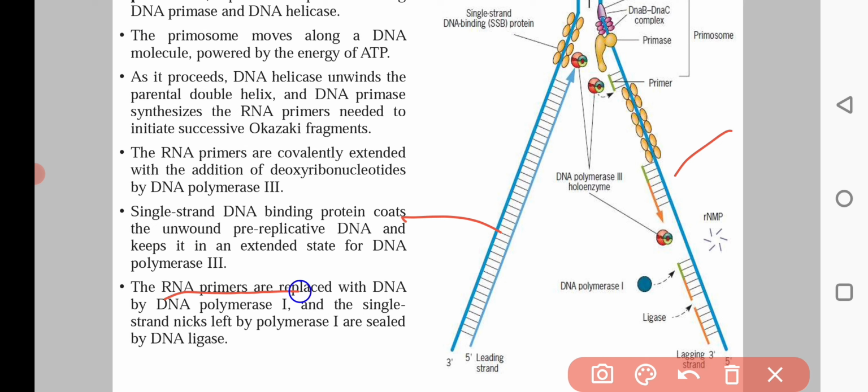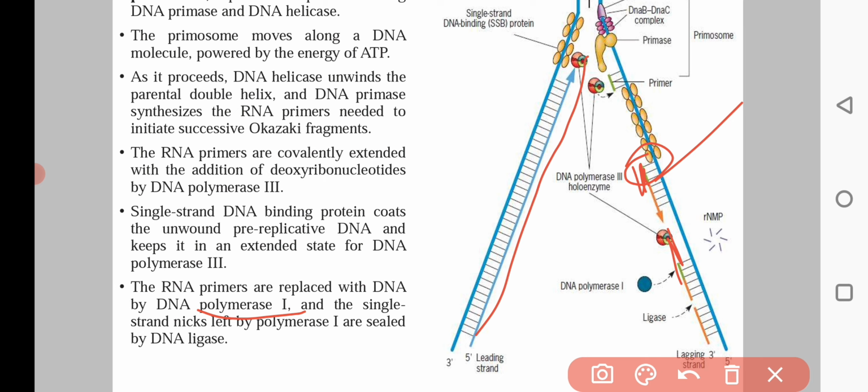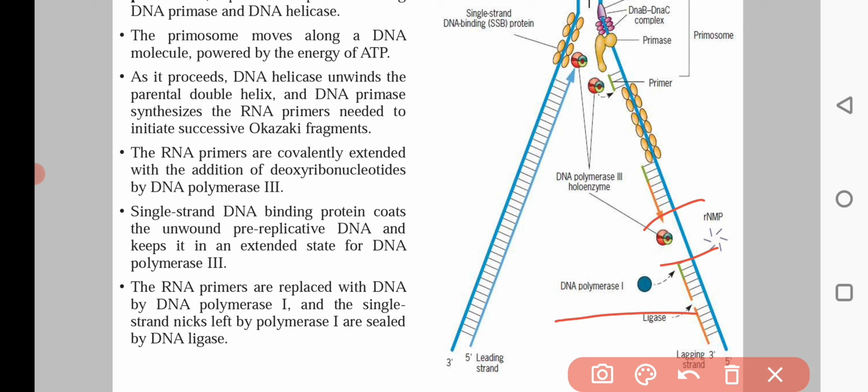After that these RNA primers will be replaced by DNA polymerase 1. So all the synthesis is carried out by the DNA polymerase third enzyme, whereas these RNA primers, because they are RNA molecules, will be removed, and in place of these RNA primers DNA polymerase will synthesize short DNA fragments. After that the gaps will be there between these. For example, this is one fragment, this is another fragment. The gap will be there, and this gap will be sealed by DNA ligase enzyme.